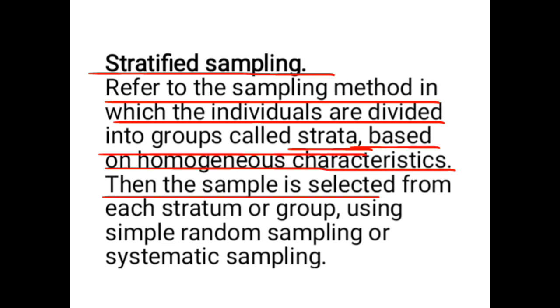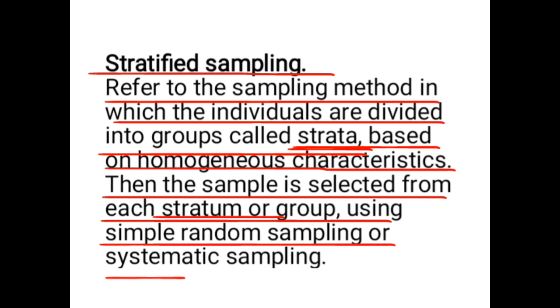Then the sample is selected from each stratum. Remember, stratum is the singular of strata. Strata in plural, but stratum in singular. So the sample is selected from each stratum or group using simple random sampling or systematic sampling. So you firstly divide individuals by their homogeneous characteristics, and then you select individuals from each stratum or from each group using either simple random sampling or systematic sampling.